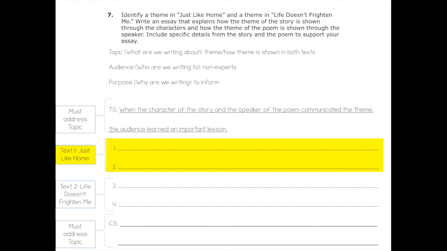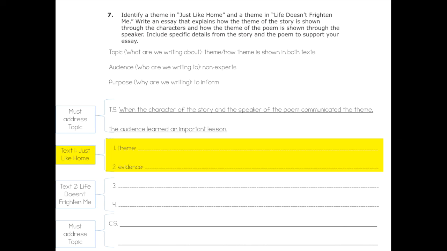Okay, let's move on to our first two details that are addressing the text Just Like Home. I know that I need to do two things. I need to state the theme and show evidence for how the story shows the theme. So I added these two cues here. For detail 1, I'm stating the theme, and detail 2, I'm providing evidence.